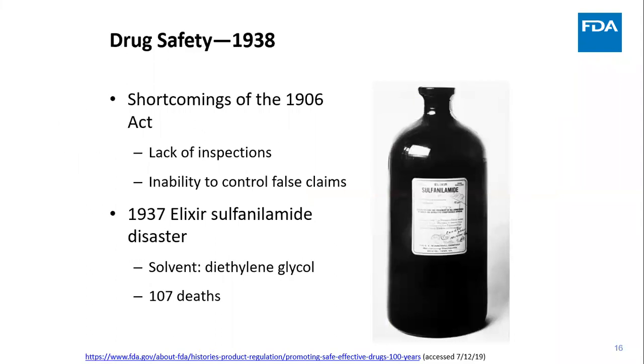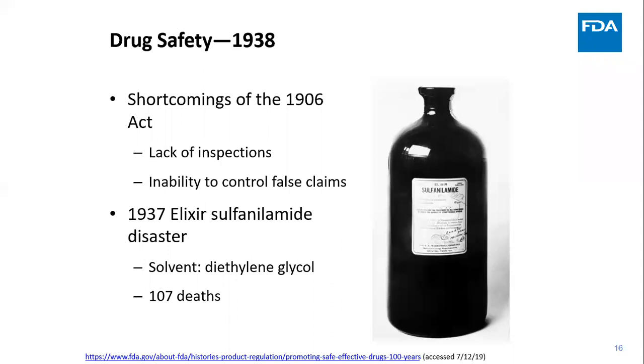Important as it was, the 1906 Act was rife with shortcomings, such as its failure to regulate medical devices or cosmetics, the lack of explicit authority to conduct factory inspections, and the inability to control what drugs could be marketed. The truth of the shortcomings became evident when a company introduced elixir sulfanilamide in September 1937. This attempt to introduce a flavorful oral dosage form of the new anti-infective wonder drug was a disaster.